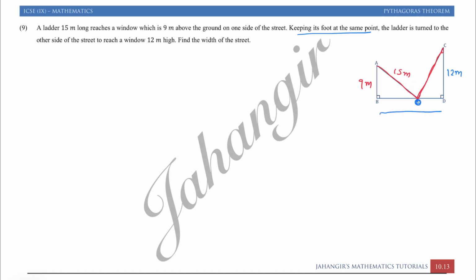Width of the street is this distance. So here, in the first Pythagoras we have to find BO, and then in the second we have to find DO. So here we can represent some steps. We have to write some steps compulsorily to represent the diagram. So here I can say AO is equal to CO, that is equal to 15 meter, which is the length of the ladder.